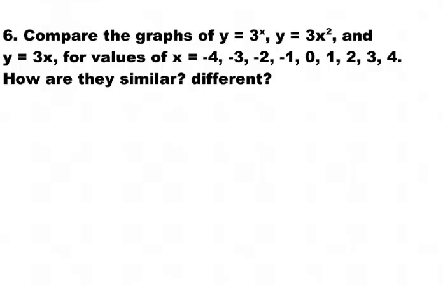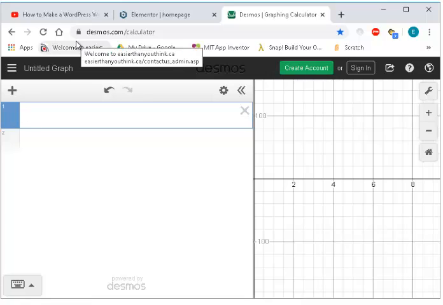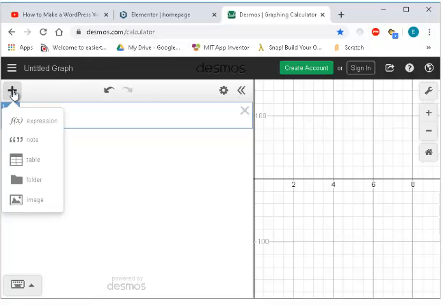x equal to -4, -3, -2, -1, 0, 1, 2, 3, 4. Specify what are the similar things about these 3 graphs and what is different. So obviously we are going to use Desmos. Now, because I have to plot the graph for specified points, I have to use tables. As we did before, we just click on plus and then table.